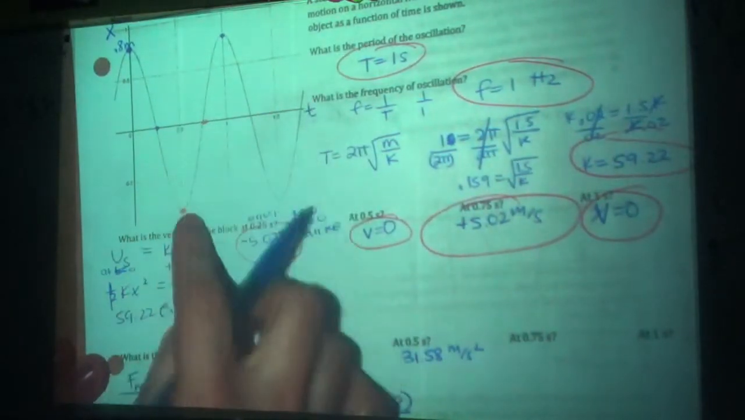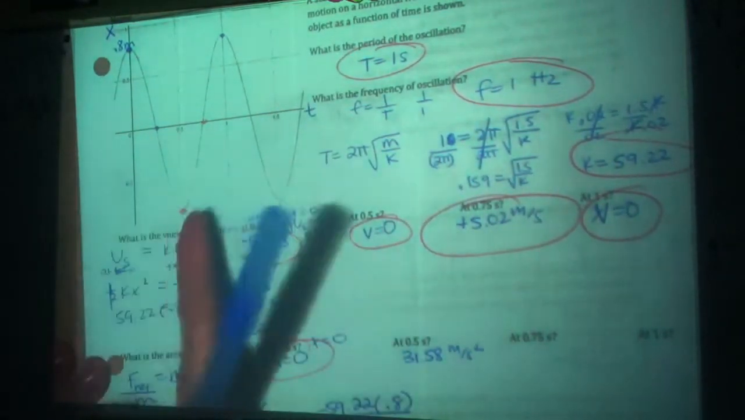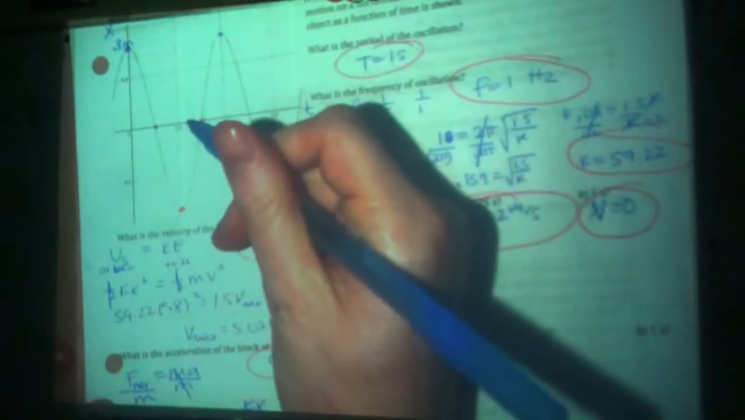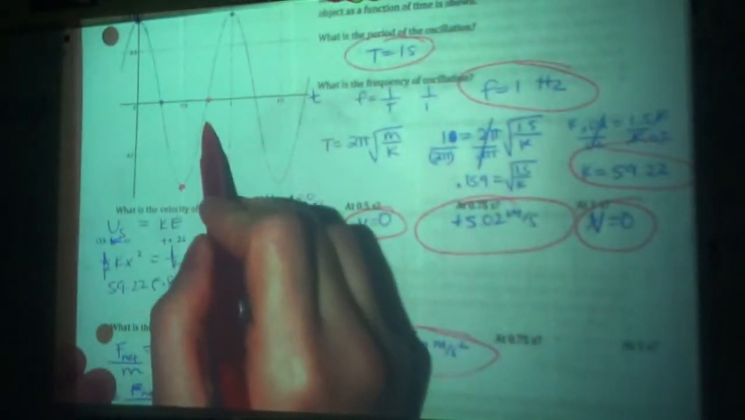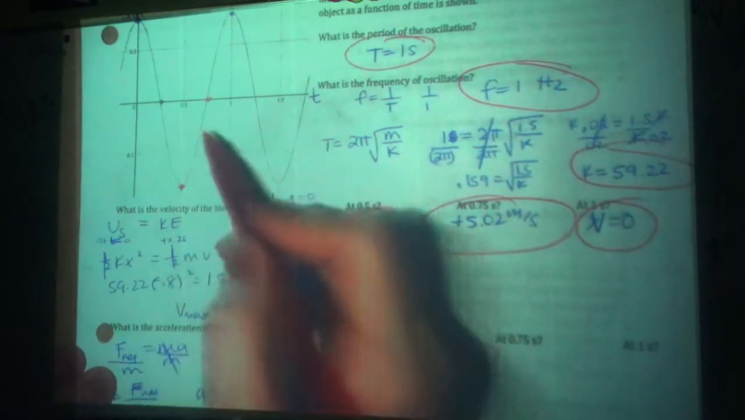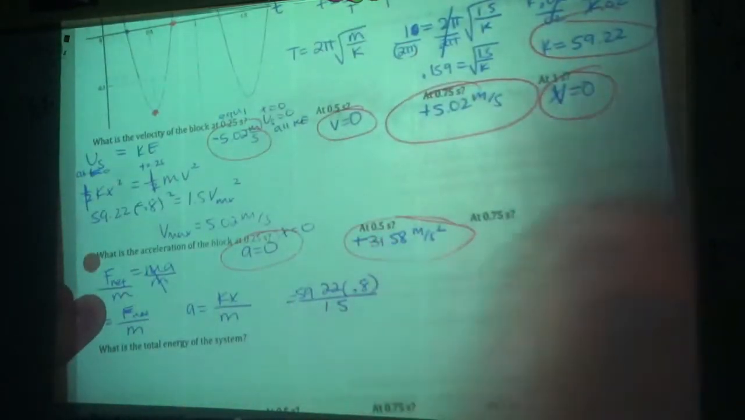So now we just think about it. If this is being stretched or compressed in the negative direction, it's going to feel a force back towards equilibrium, which would be in the positive direction or up on your graph. So that means your acceleration is going to be in the positive direction, so that would be a positive. And if you're in calculus, your acceleration is the second derivative of the graph, so this is concave up, so the second derivative is positive, meaning acceleration is positive. If you're not in calculus, totally ignore that.